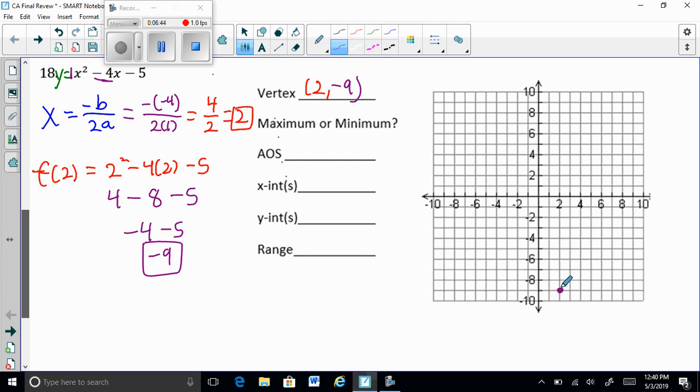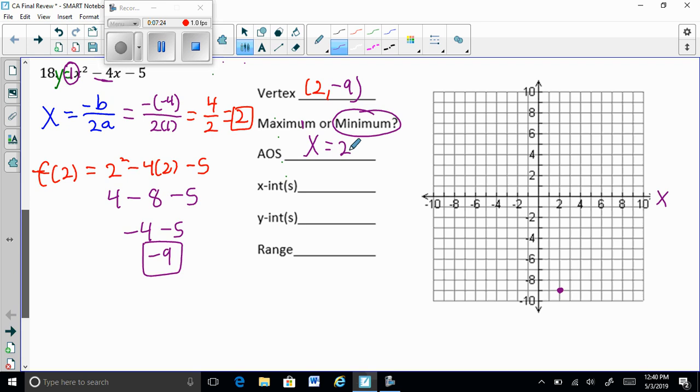This is going to be a minimum because it's going to open up. And the reason I know that is because my a value is positive. So right there, you can even think about this as your end behavior. Because as x increases to infinity or goes to negative infinity, when you square it, you get a positive result, and these other numbers aren't going to really affect it. So in the long run, it's going to go up as you go towards infinity and negative infinity on the x-axis. Okay, axis of symmetry, just like the other one, it's just going to be x equals 2.